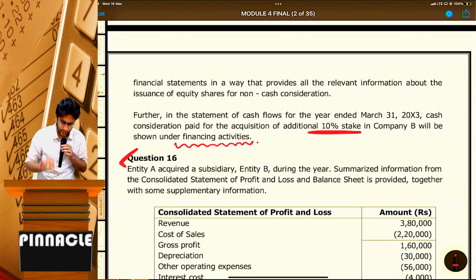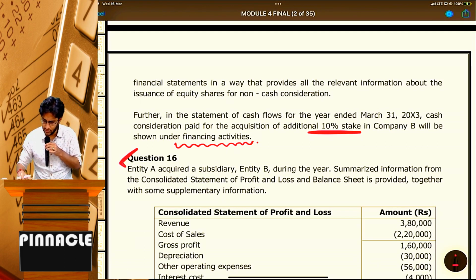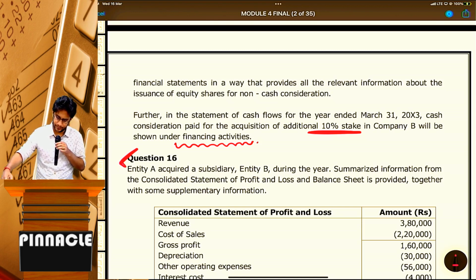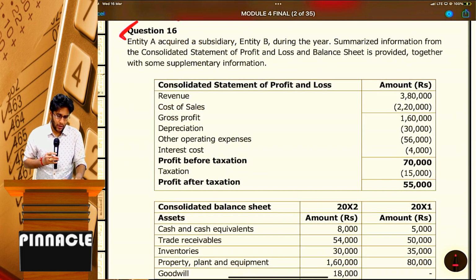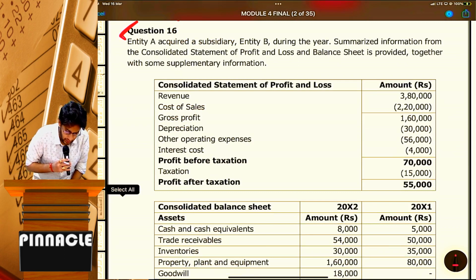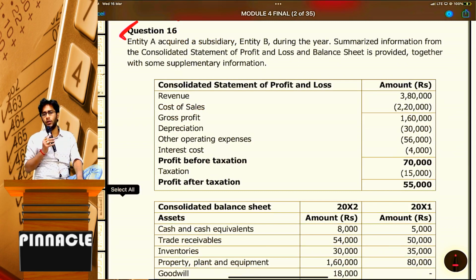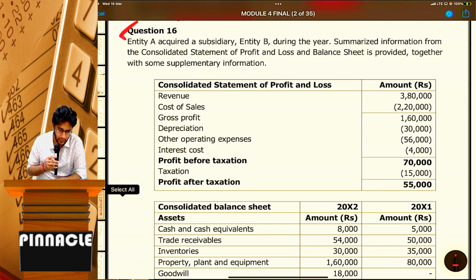Next, the 16th one. So the 16th one we have to solve. There are two questions we have to solve, that 16th and one more. Okay. Entity A acquired a subsidiary entity B during the year. The current year you bought. Summarized information from the consolidated P&L and balance sheet is provided together with some supplementary information.